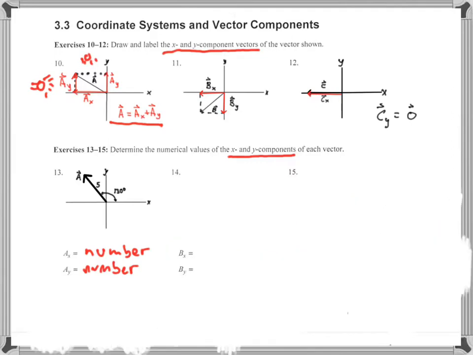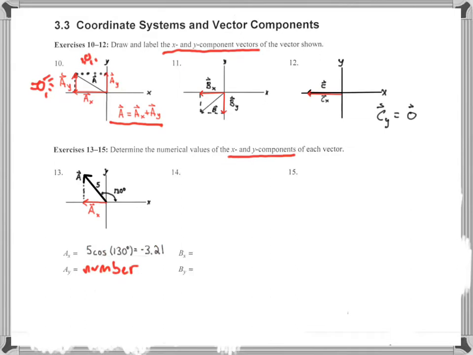All right. So after that clarification, we can calculate Ax. Let's take a look. First of all, draw the x component vector first. See what it looks like, in what direction it points. When you do the projection of A on the x-axis, you get a vector that points to the left. The Ax component vector points to the left.